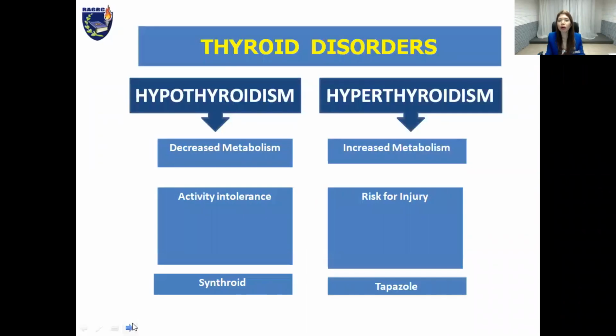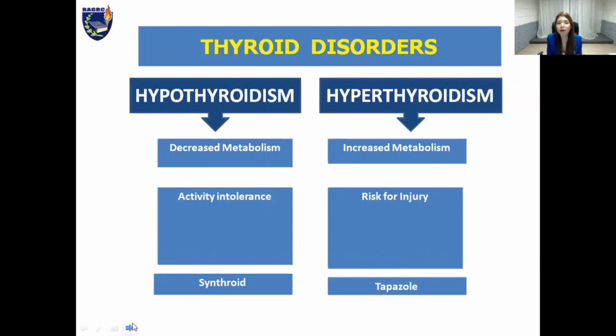So the thyroid gland is a butterfly-shaped gland located anterior to your trachea. The thyroid gland is part of your endocrine system. When we focus on thyroid disorders, there are just two disorders that we want to highlight: hypothyroidism and hyperthyroidism.